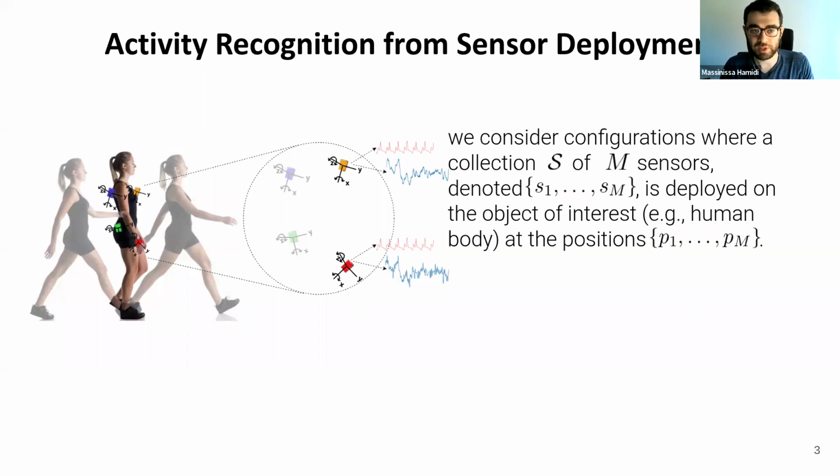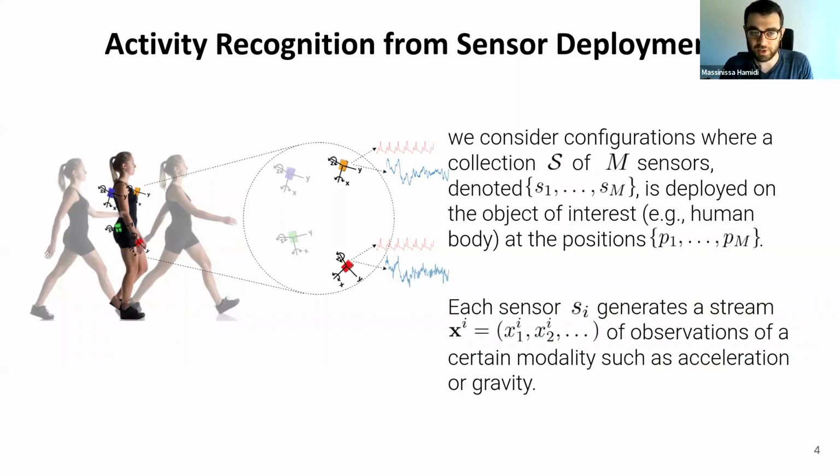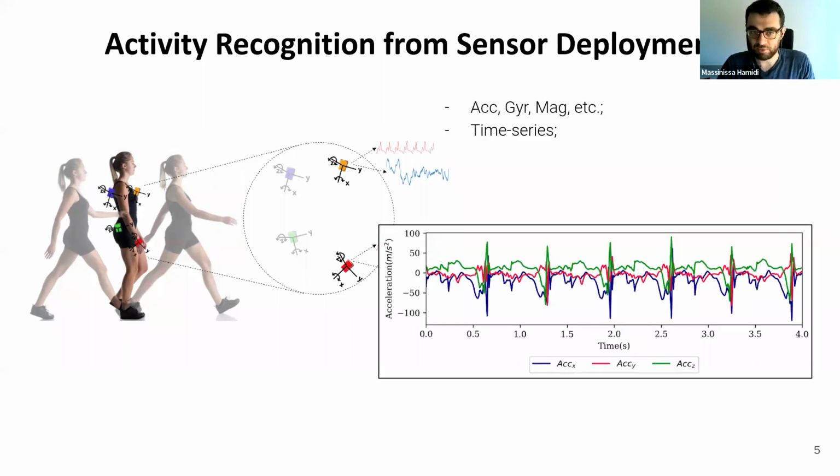approach. Formally, what we consider here is a collection of M sensors located at positions P1 through PM of the body, obviously. Each sensor generates a stream of observations of a certain modality, such as accelerometer, gravity, magnetometer, and so on. Here you can see an example of data from an accelerometer that describes the range of motion along the three axes of the Cartesian reference frame or coordinate system.